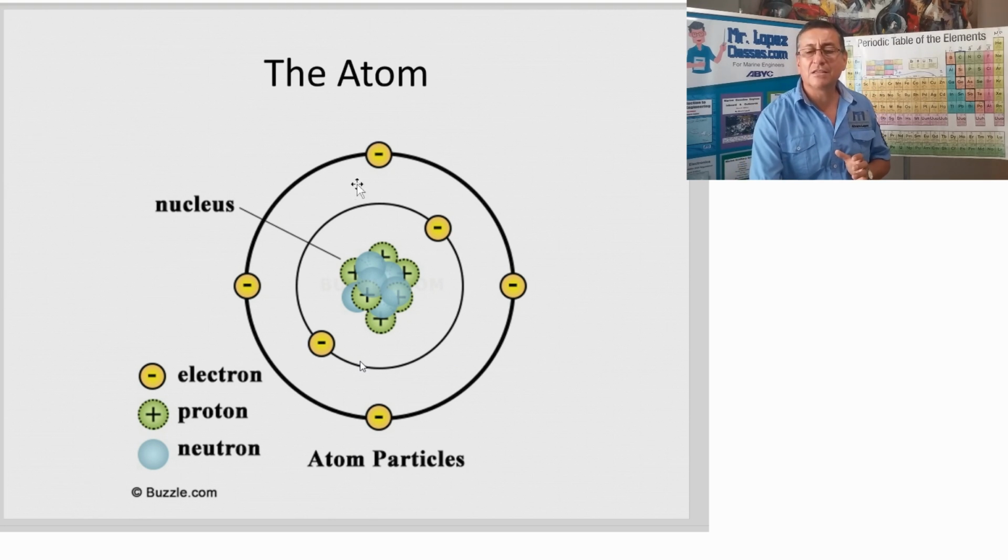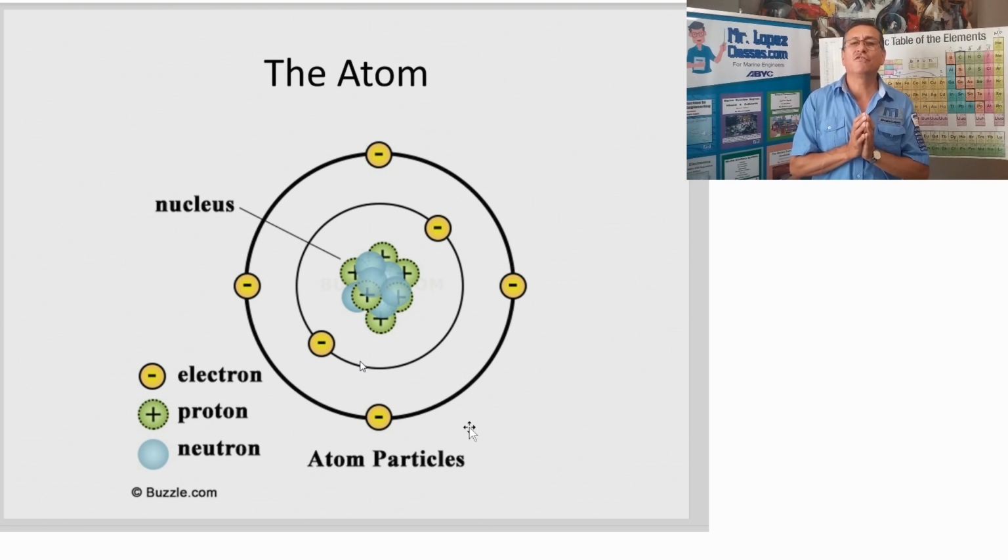You have in the center protons and neutrons, and in the orbits, the electrons. This is basically the composition of the atom. Normally, I say that the atom is like a small solar system, with the sun in the center, that's the nucleus, protons and neutrons, and the planets around the sun, in this particular case, are the electrons in orbits around the nucleus. It's exactly the same. It's like a small solar system.